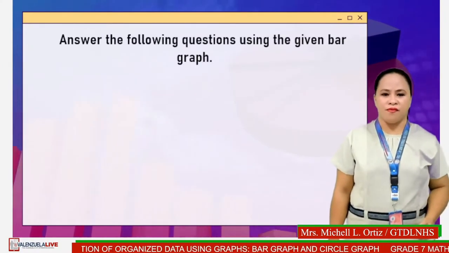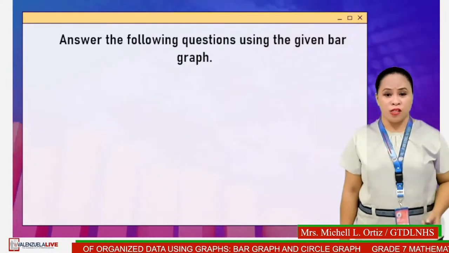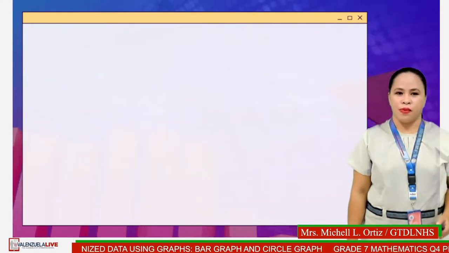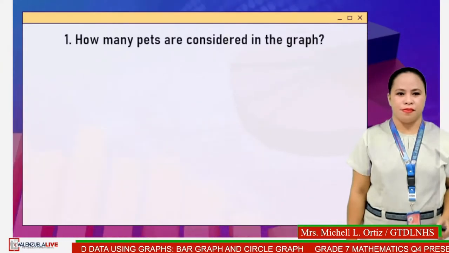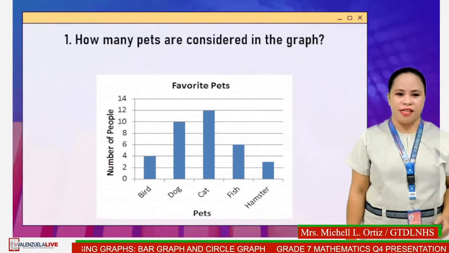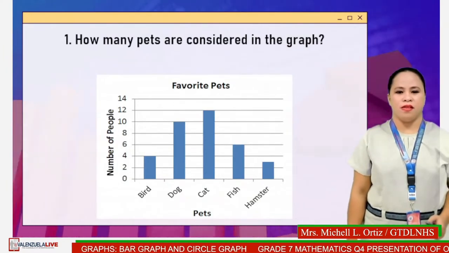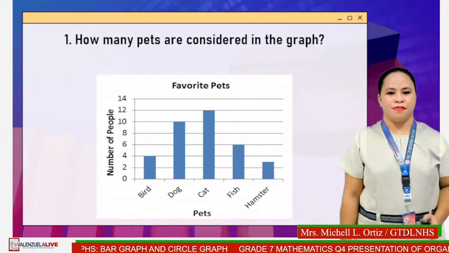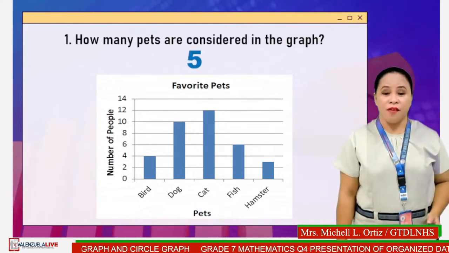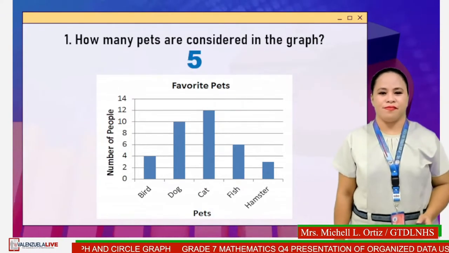Using the given graph, let us see if you can answer the following question. Number 1. How many pets are considered in the graph? If your answer is 5, then you are correct.